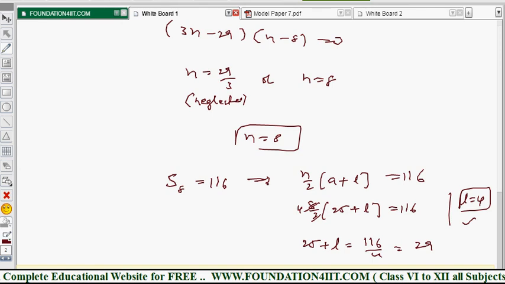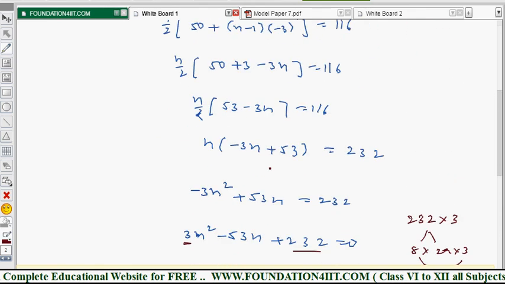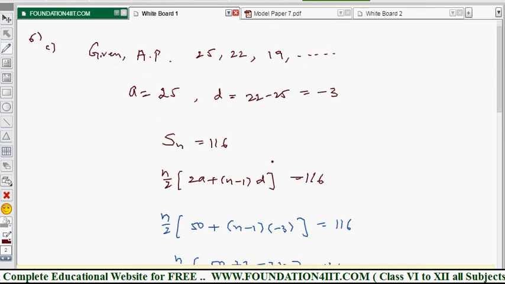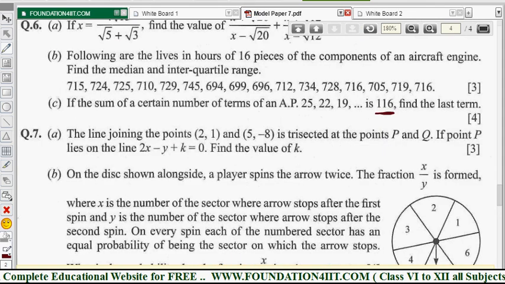After finding the n value only, we can find the an, the last term. You can use an alternate method, a8 also you can apply for this. Any method you can use. So find the n value, then you can find the l value. So this is question number 6. Now let us solve problem 7.